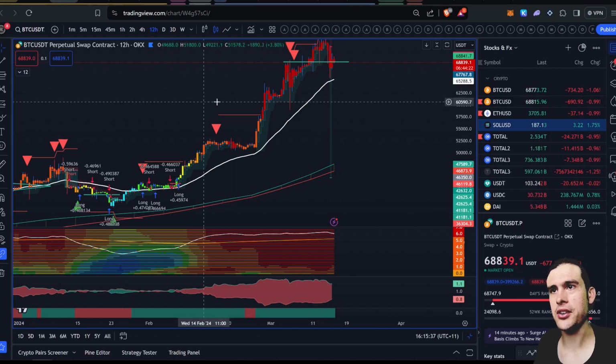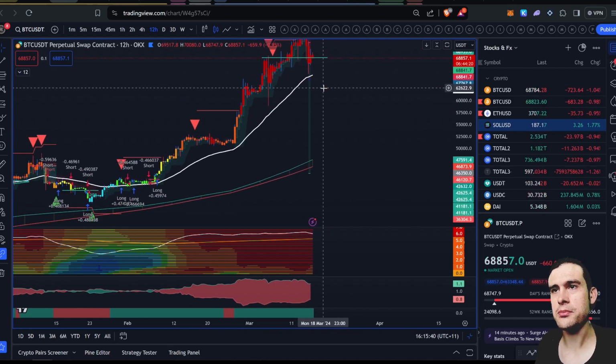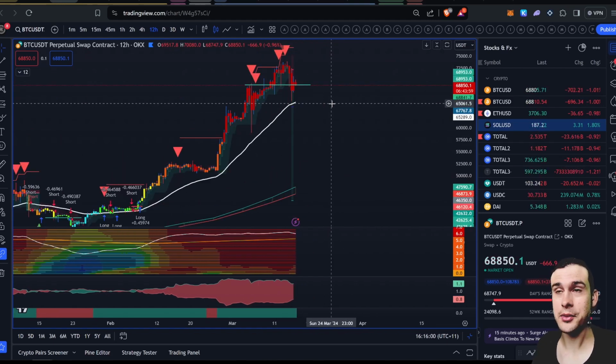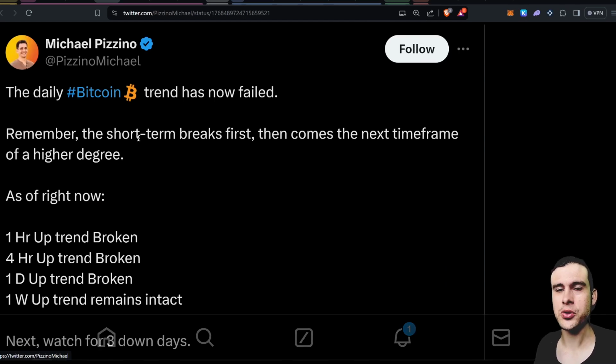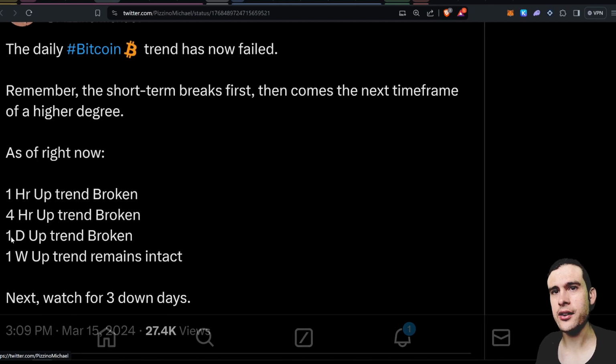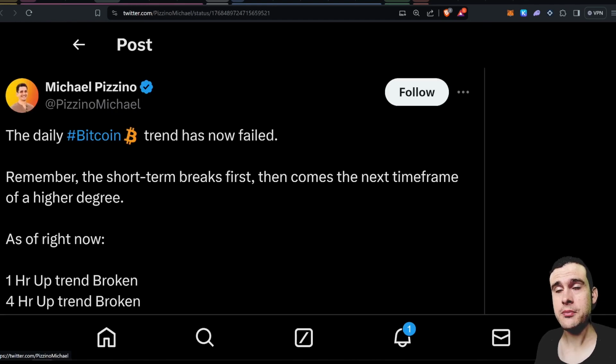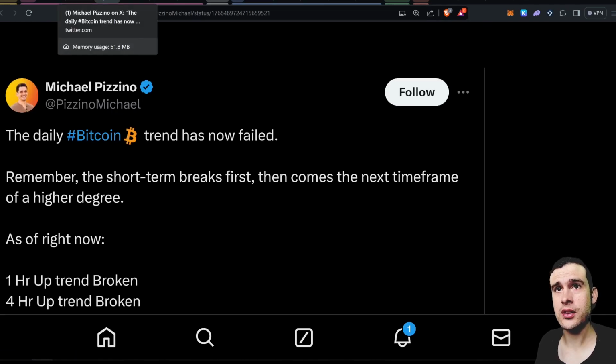But anyway, I'm not going to bank on that at this stage because we are in a raging bull market. But it would be healthy. I'm not saying it's going to happen, but it would be healthy for a bit of a pullback, at least for a little bit. Now, according to Michael Pazzino, the daily Bitcoin trend has now failed. Now, that's just short term, right? So the 1 week uptrend is still intact. But according to him, remember, short term breaks first, then comes the next time frame of a higher degree. As of now, 1 hour, 4 hour, and daily are all broken, and the 1 week is still intact, according to him. So that's definitely something to consider.